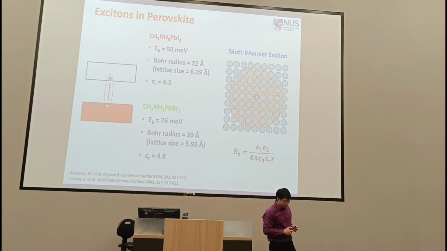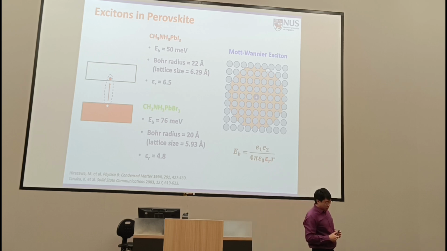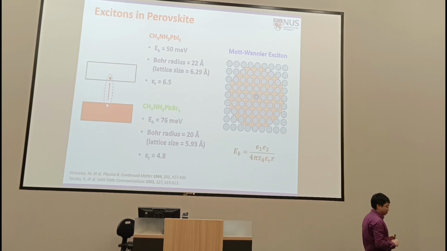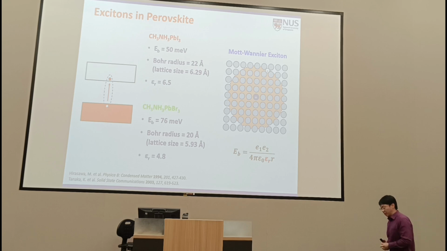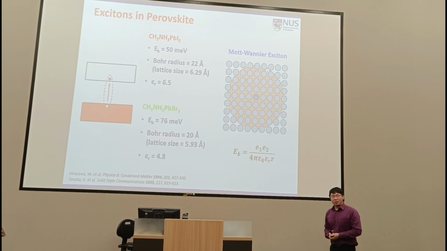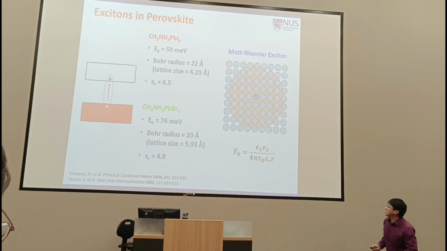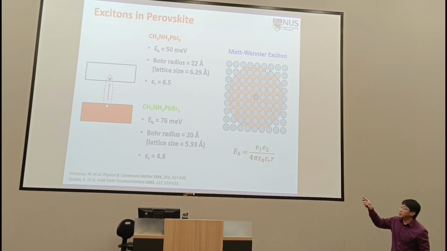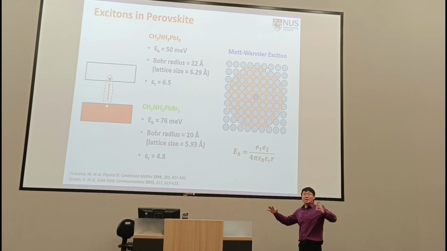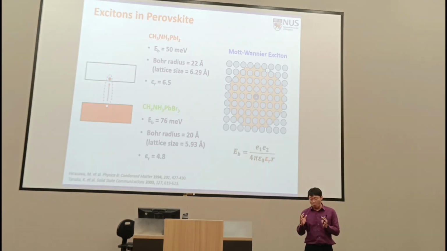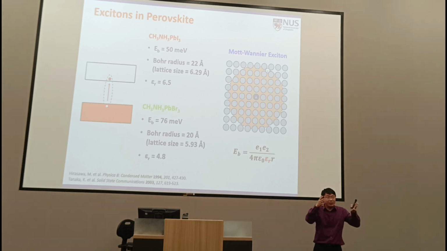Now we want to talk about excitons in perovskite, because we learned about excitons last week. We learned about excitons in semiconductors. So is it a Frenkel exciton or is it a Mott-Wannier exciton in perovskite? Of course, I'm not the one to do the study, but others have already done this. It turns out that it's a Mott-Wannier exciton. And if you recall what we taught last week, a Mott-Wannier exciton is large.